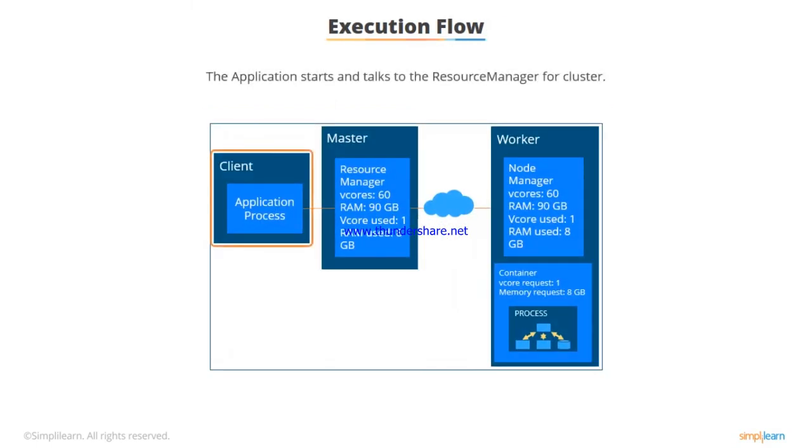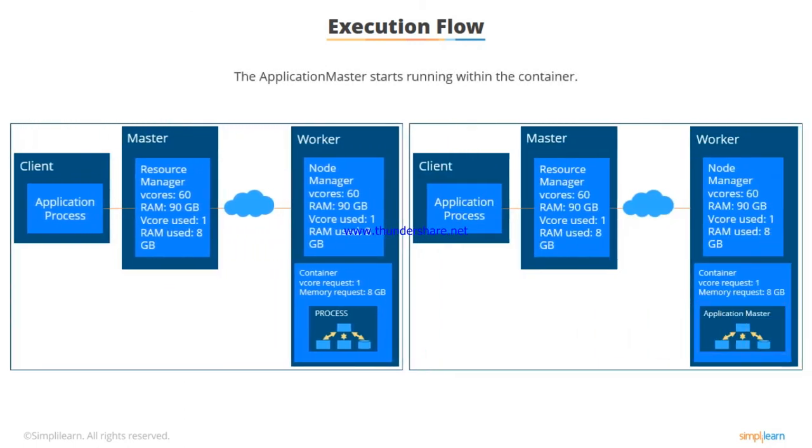The application starts and talks to the resource manager for cluster. The resource manager makes a single container request on behalf of the application. The application master starts running within the container. The application master requests other containers from resource manager, which are then allocated to run tasks for the application. Tasks always communicate with the application master. After completing the tasks, the application master stops running within the container, and the container is deallocated from the cluster. Then, the application ends.